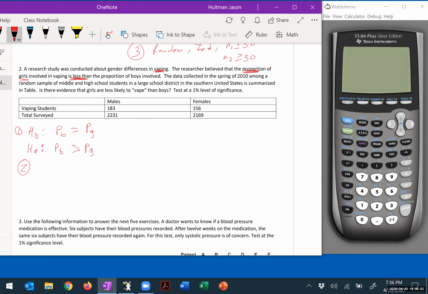What type of test is this going to be? Well, I have 2 categories, so this is a 2 prop. And when we use proportions, do we use Z's or T's? Yeah, we use Z's. So a 2 prop Z test is the test we're going to use. Number 3: is this independent, random, and do I have a large enough sample size?